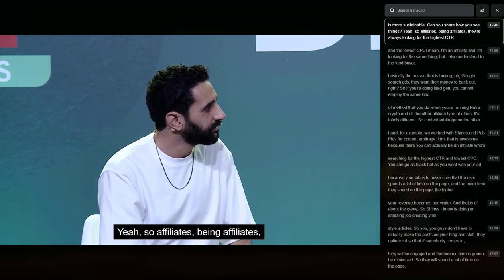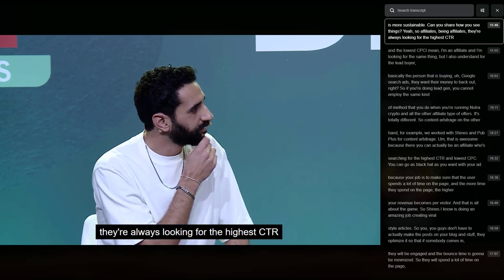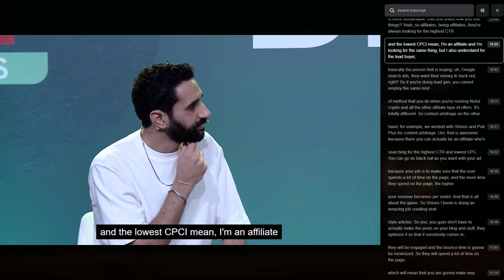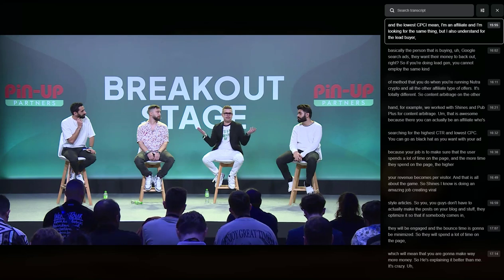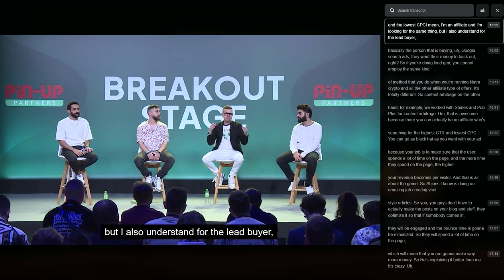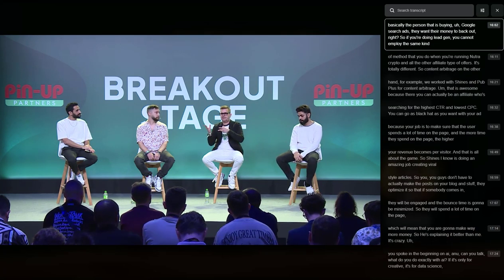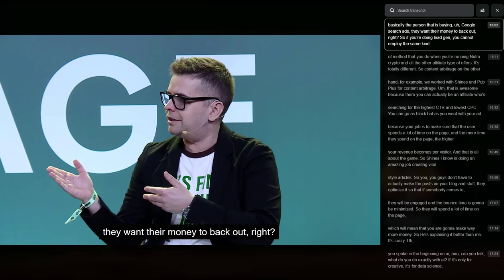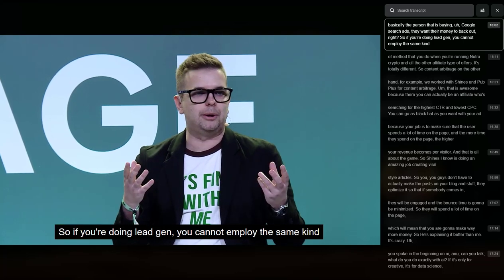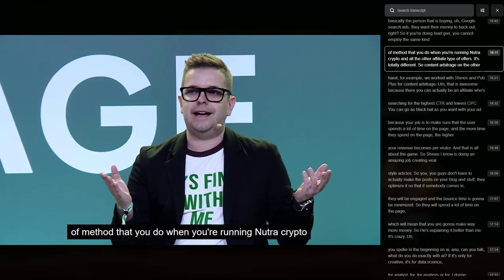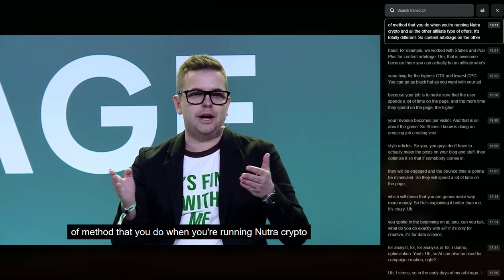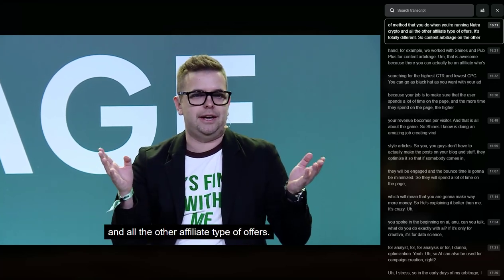Yeah, so affiliates being affiliates, they are always looking for the highest CTR and the lowest CPC. I mean, I'm an affiliate and I'm looking for the same thing. But I also understand that the lead buyer, basically the person buying Google search ads, wants their money back, right? So if you're doing lead gen, you cannot employ the same kind of method that you do when you're running Nutra, crypto, and all the other affiliate type of offers.